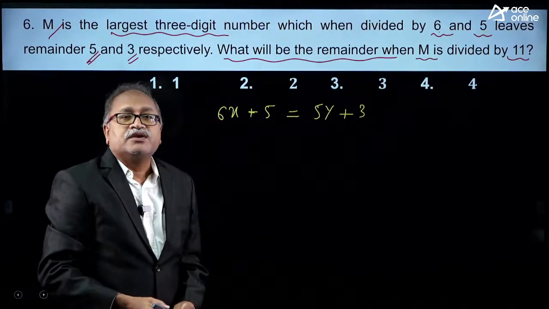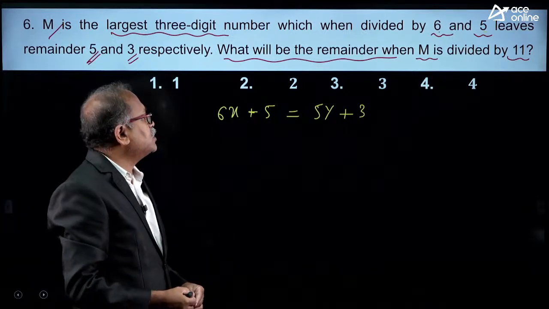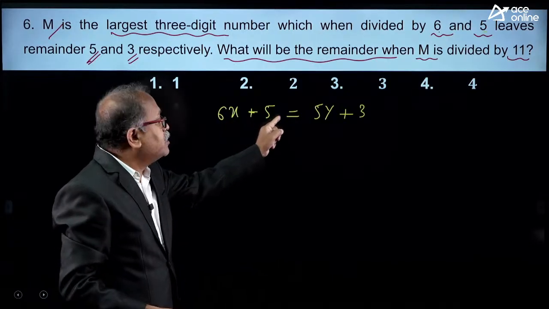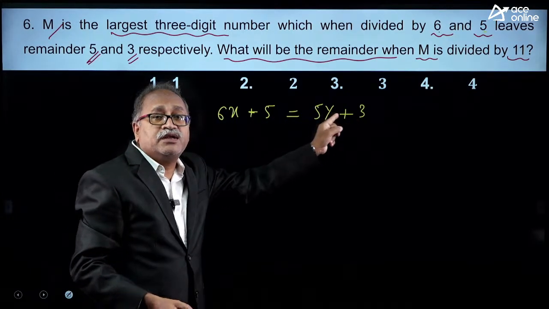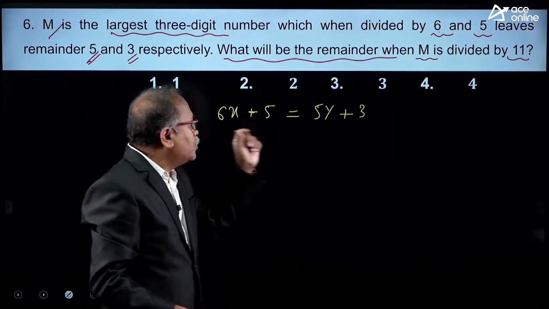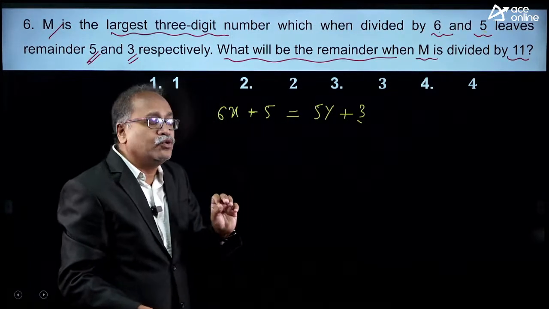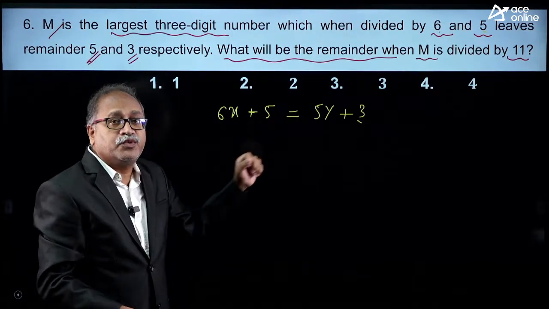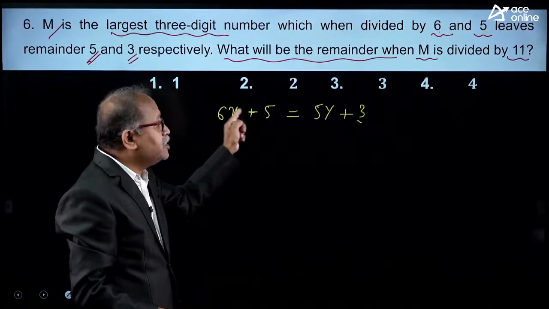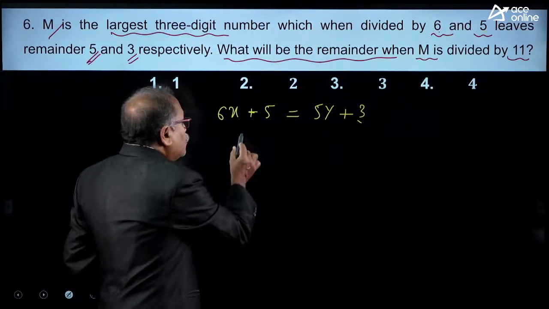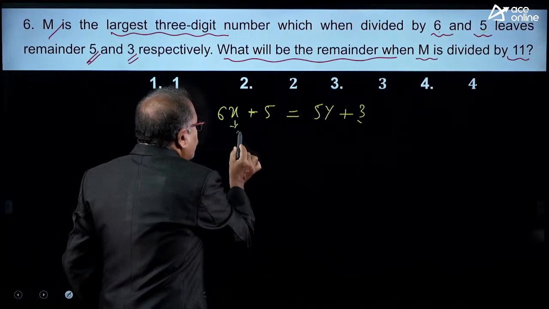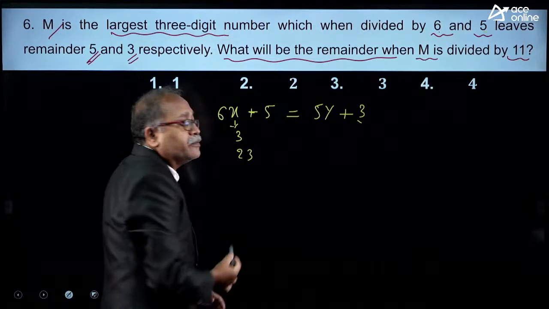My dear friends, can you find out from here itself what could be the value of x? If I take x as 1, the total is 11, and you are not getting 11 in any case in this one. If x is 2, this is 12 plus 5, 17, you are not getting any value for y which can equate both equations. If x is 3, then 3 times 6 is 18 plus 5 is 23. So look at this one: if I take x as 3, I am getting the number as 23.